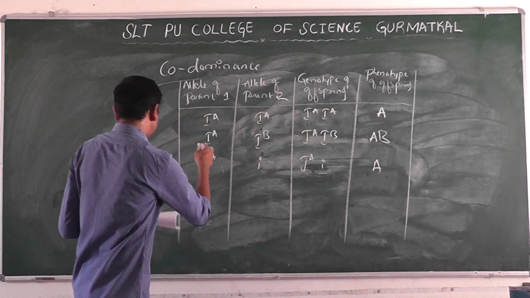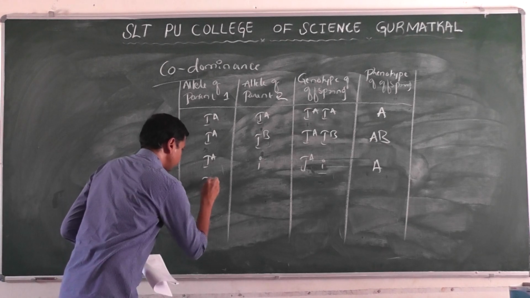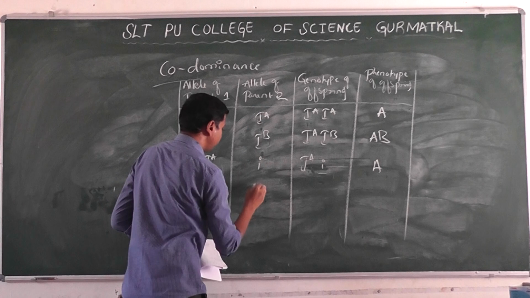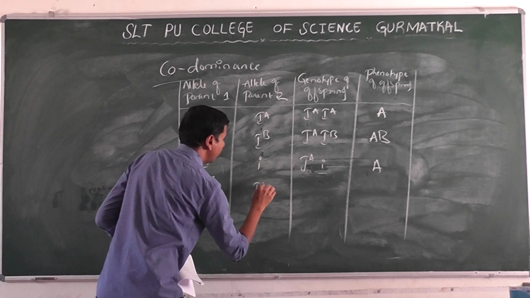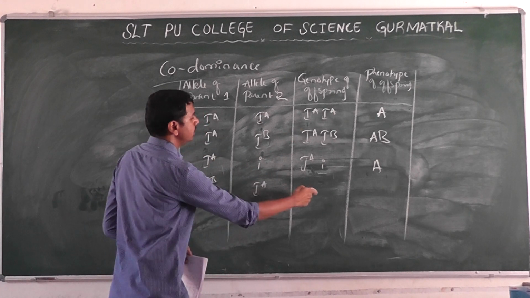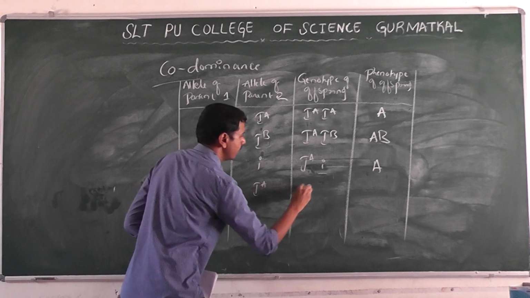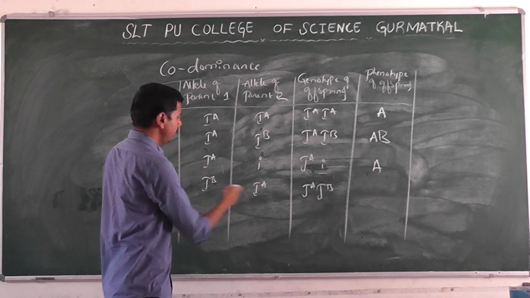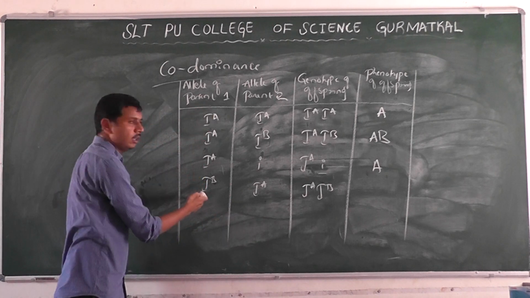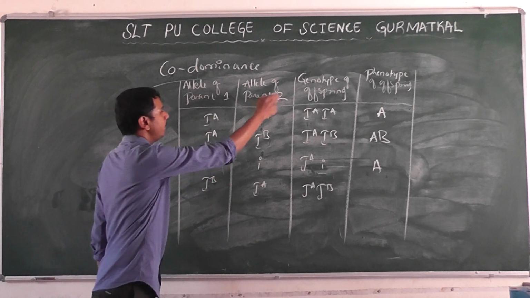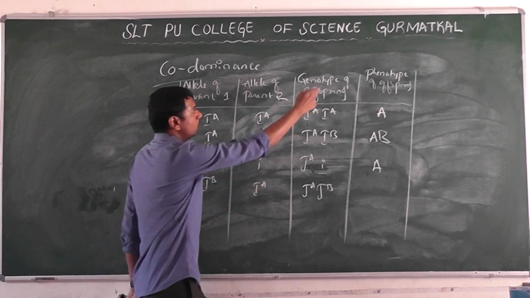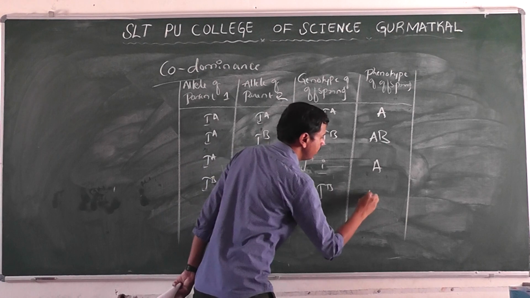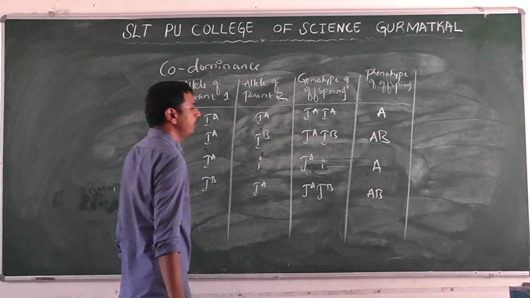Same in the case where parent 1 has IB and parent 2 has IA. The genotype of offspring will be IA IB. So here you can see parent 1 has IB and parent 2 has IA, so the offspring will be IA IB. The blood group will be AB.